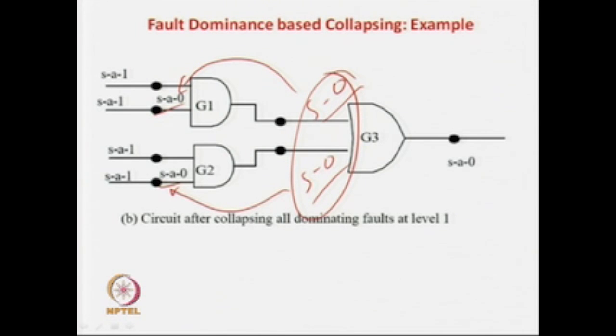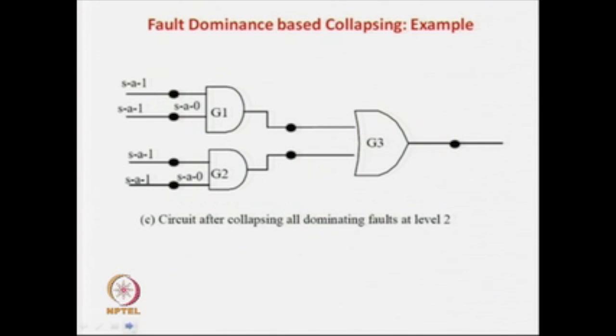So, if these two stuck-at-0 faults are getting tested by fault dominance of an OR gate, this one is also getting tested. So, this you can collapse by virtue of these two, and these two are getting collapsed by virtue of this one. So, finally, we are having a circuit like this.